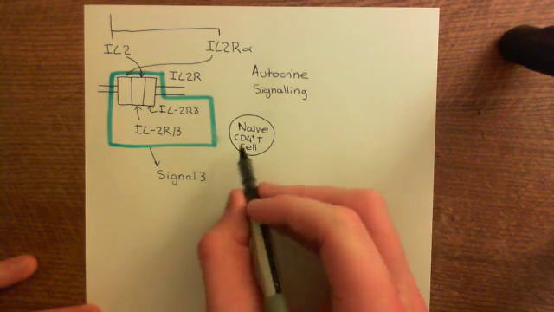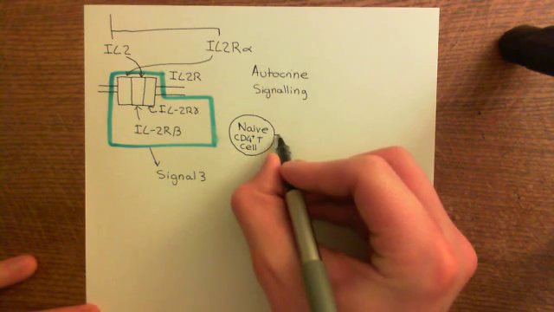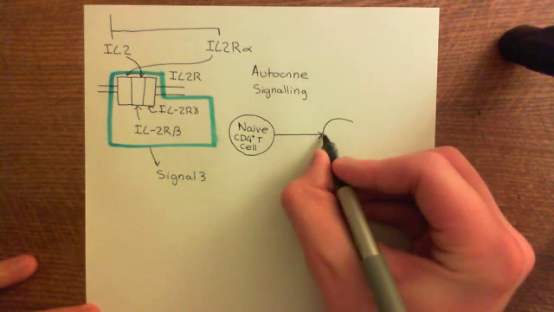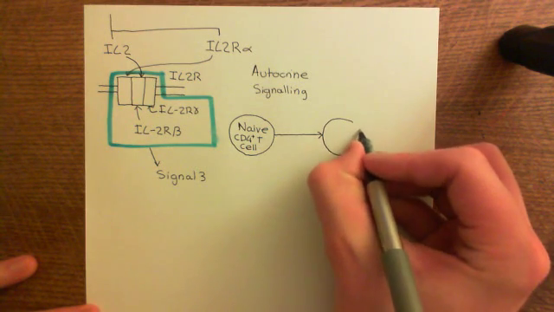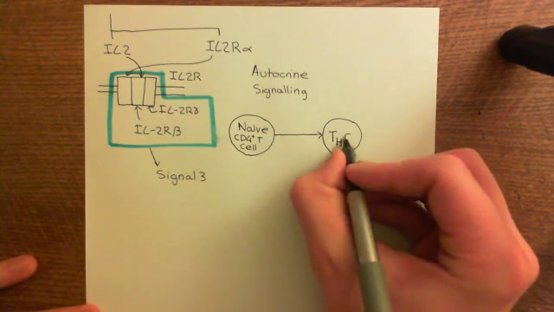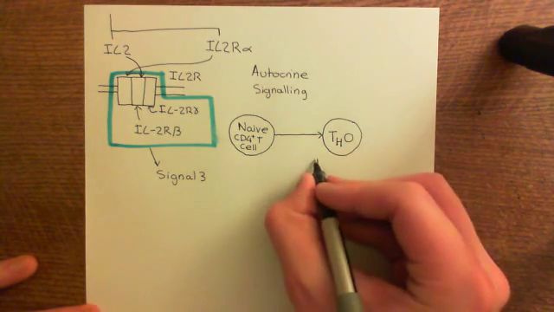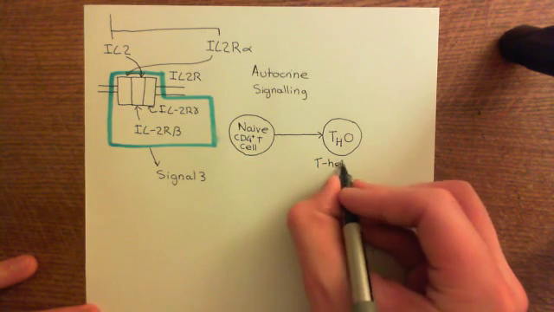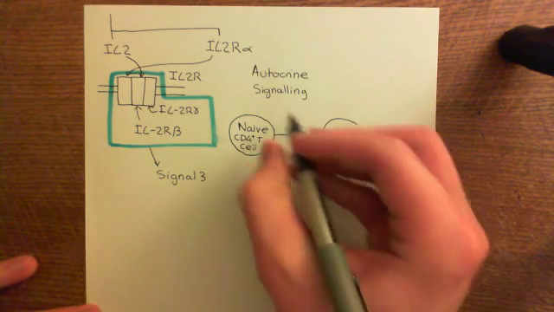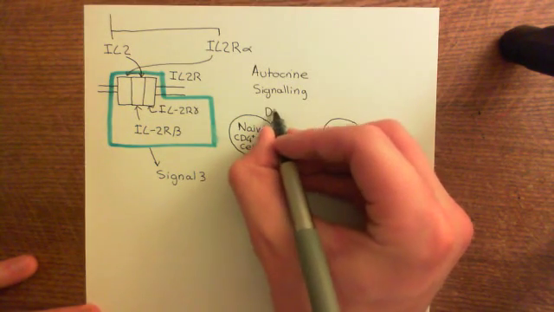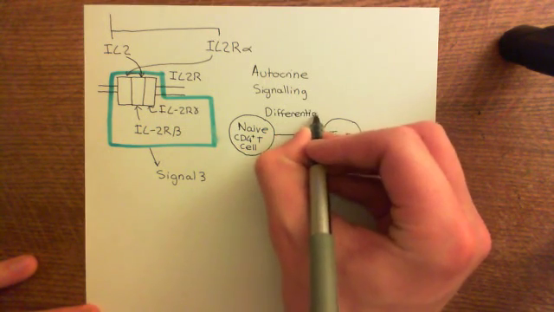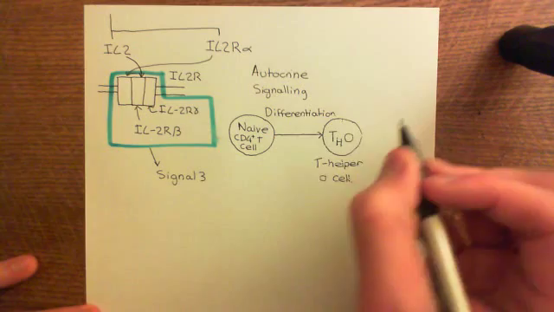However, once it receives signal 3, it's going to firstly differentiate. So the starting process is that it differentiates and matures somewhat. The type of cell that it differentiates into is what's known as a T helper naught cell. So this is called a T helper naught cell. This first process is differentiation from a naive CD4 positive T cell into a T helper naught cell.